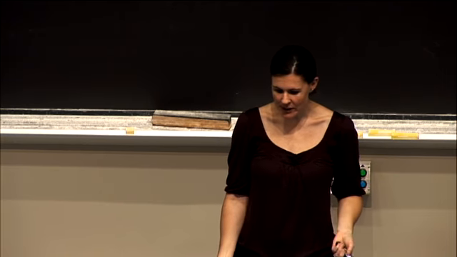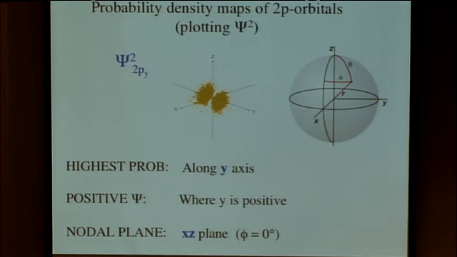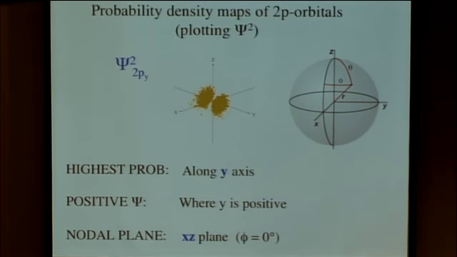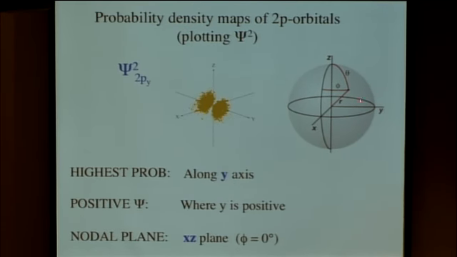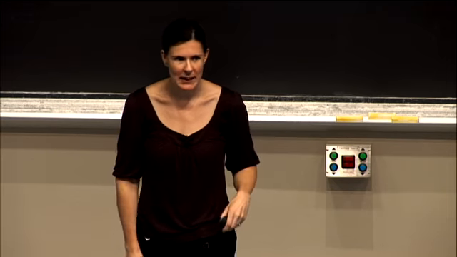And finally, we can look at the 2py. So the highest probability is going to be along the y-axis. It's going to be positive in terms of its wave function, or in terms of its phase, anywhere where y is positive. And the nodal plane is going to be in the xz plane, or again, anywhere where phi is going to be equal to 0. That takes us to the xz plane.